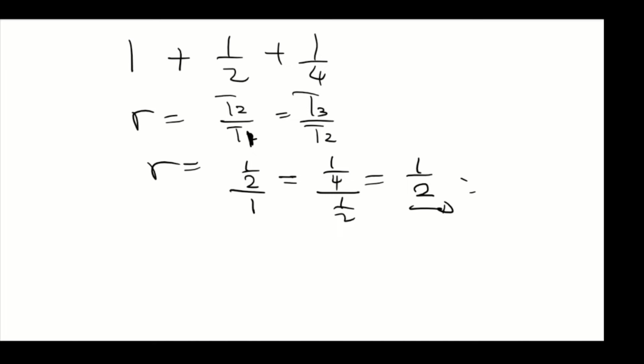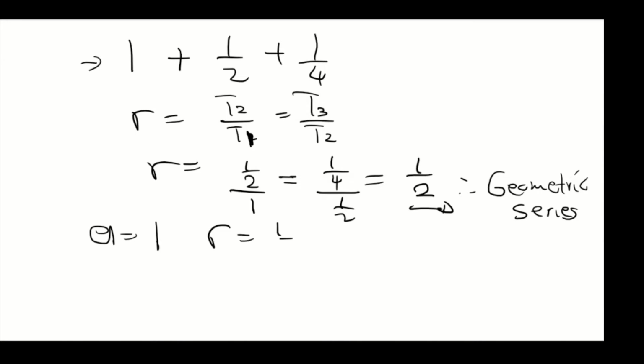Therefore, this is a geometric series. So we're going to use the geometric sum formula. Our a value is equal to 1, which is this one here. Our r is equal to 1 over 2. So we're going to find our sum.